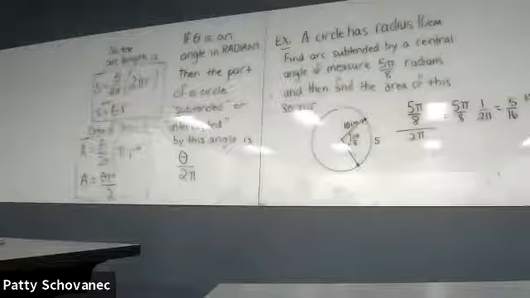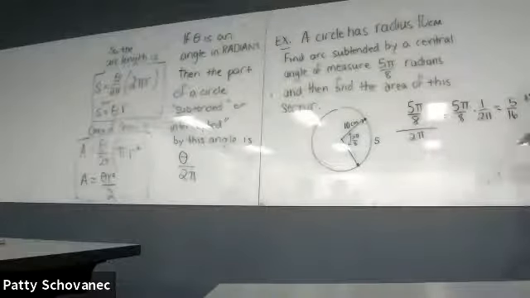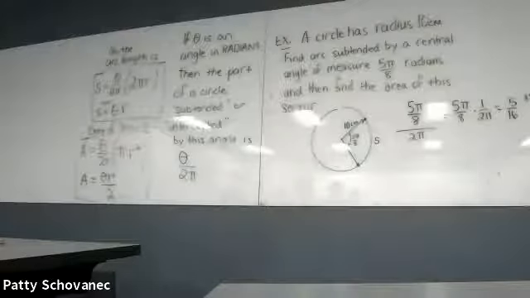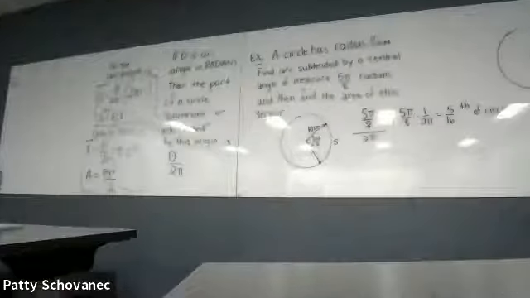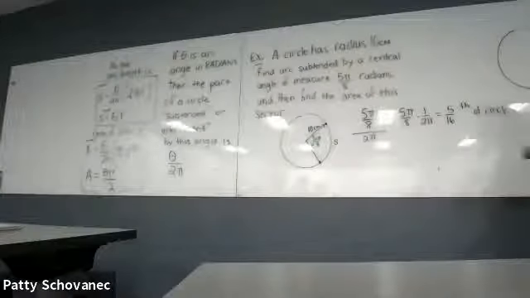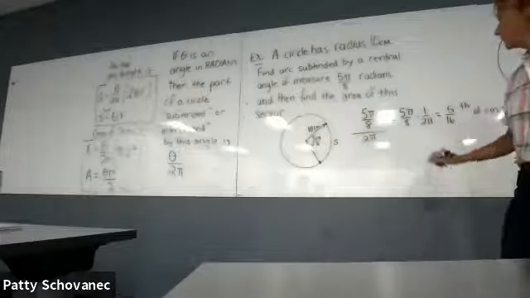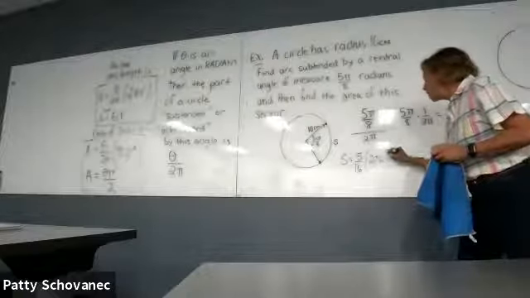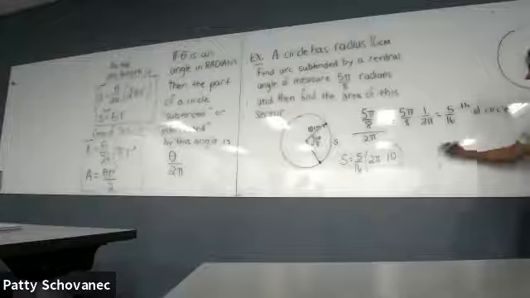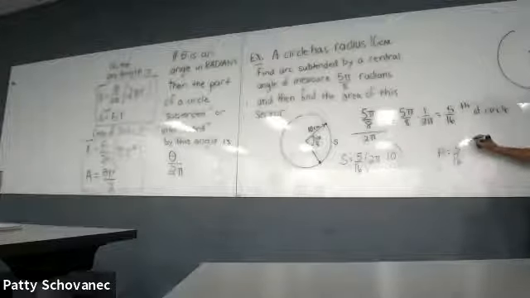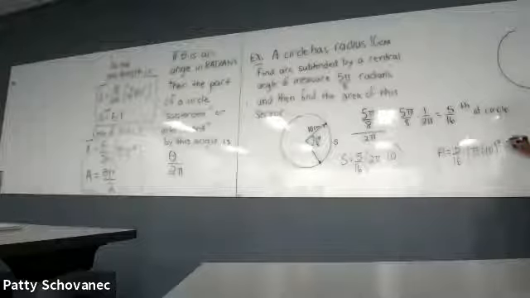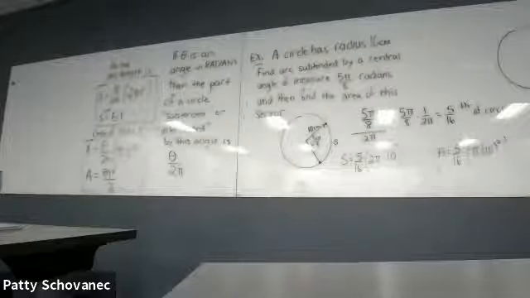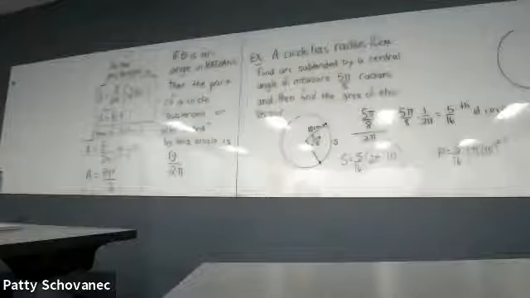Okay? All right, so that arc length, 5/16 there, so S is 5/16 of 2 pi r, and area is 5/16 of pi r squared. Actually, that's it. Let's do some numbers now.